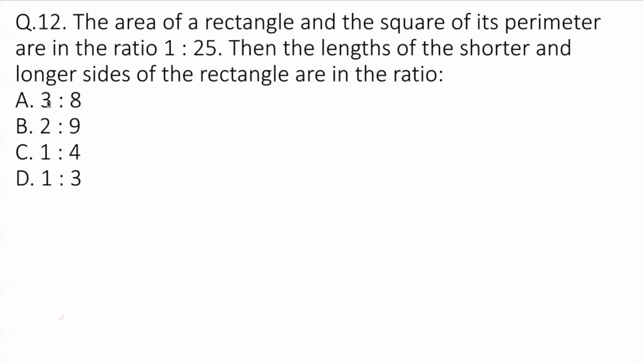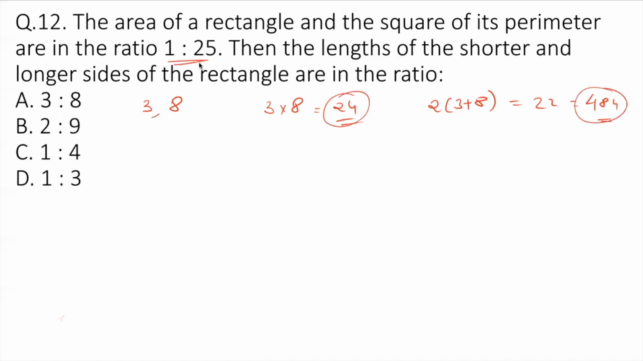Suppose the ratio of the shorter and longer sides is 3:8. Assume the sides as 3 and 8. That means the area will be 3 into 8, that's 24. The perimeter is twice of 3 plus 8, twice 11, that is 22. 22 square will be 484. This ratio is definitely not 1:25 as we require. The ratio of area to square of perimeter should be 1:25, but it's not. So option A is not the answer.